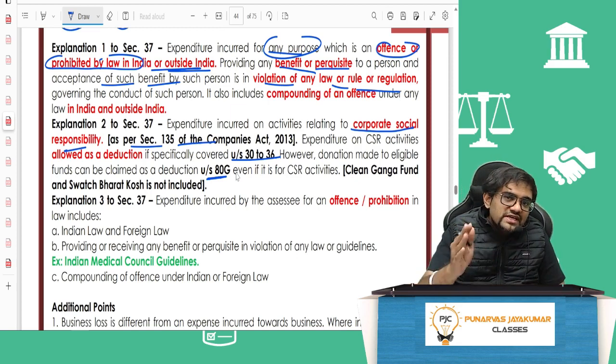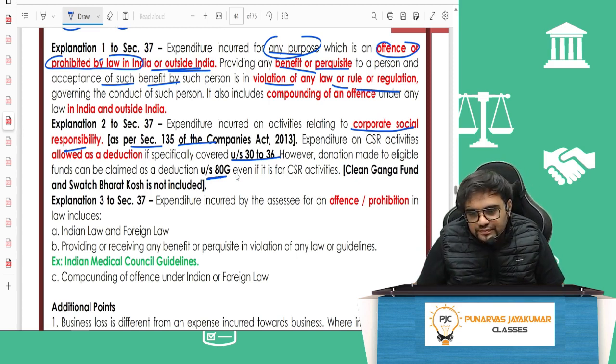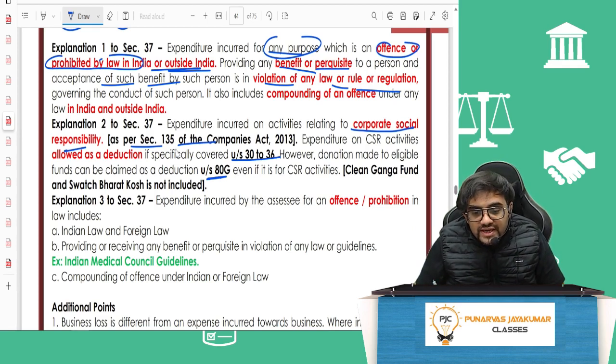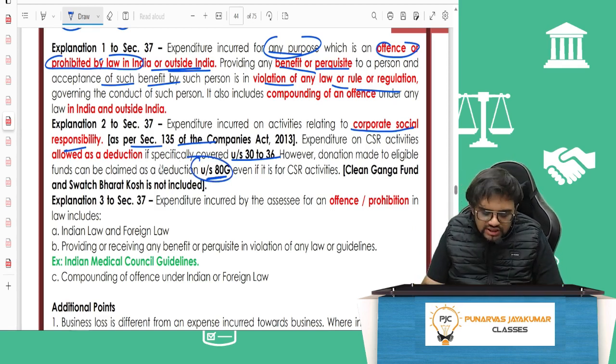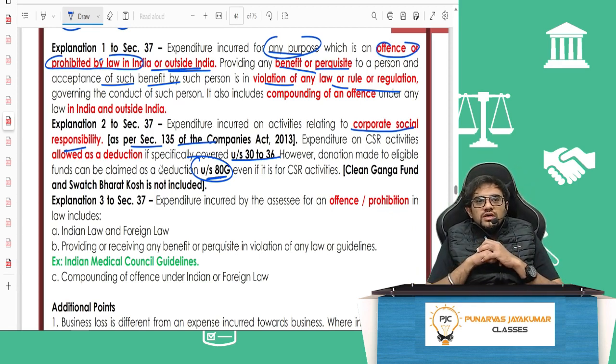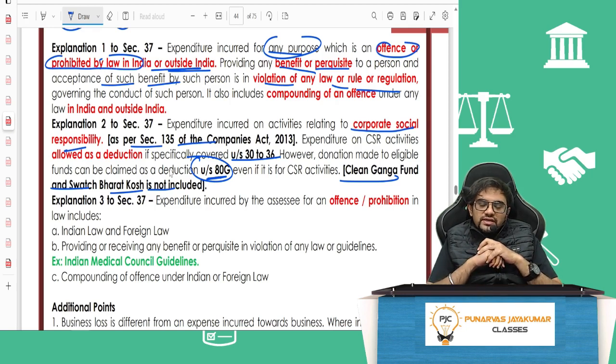So under 30 to 36, if anything comes within CSR, it is allowed. Under 37, not allowed. However, this section does not override 80G. Under 80G, you can still take a deduction. But two things you cannot take a deduction for: one is the Clean Ganga Fund and the other one is the Swachh Bharat Kosh. For that you cannot take any deduction. That is what they say.